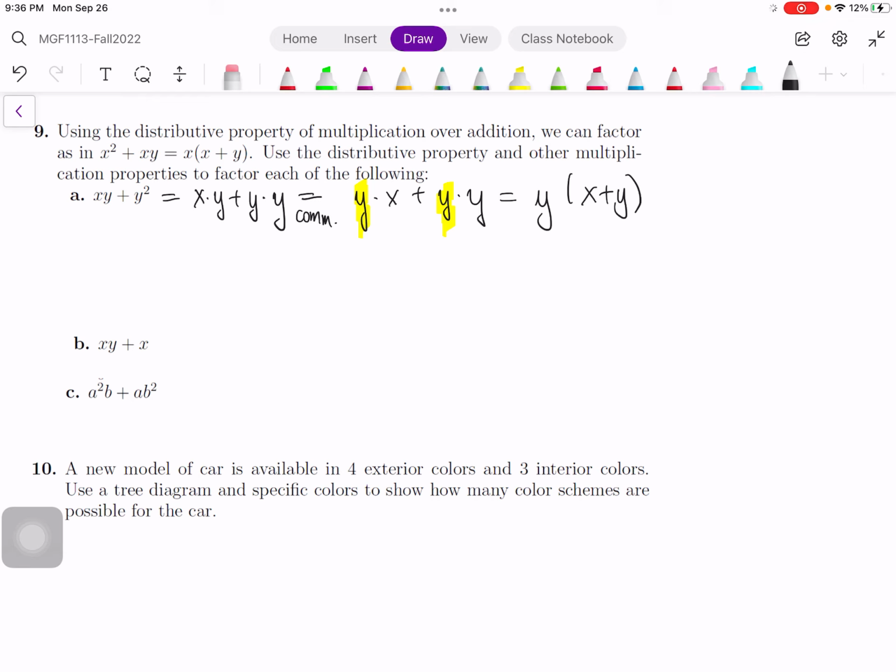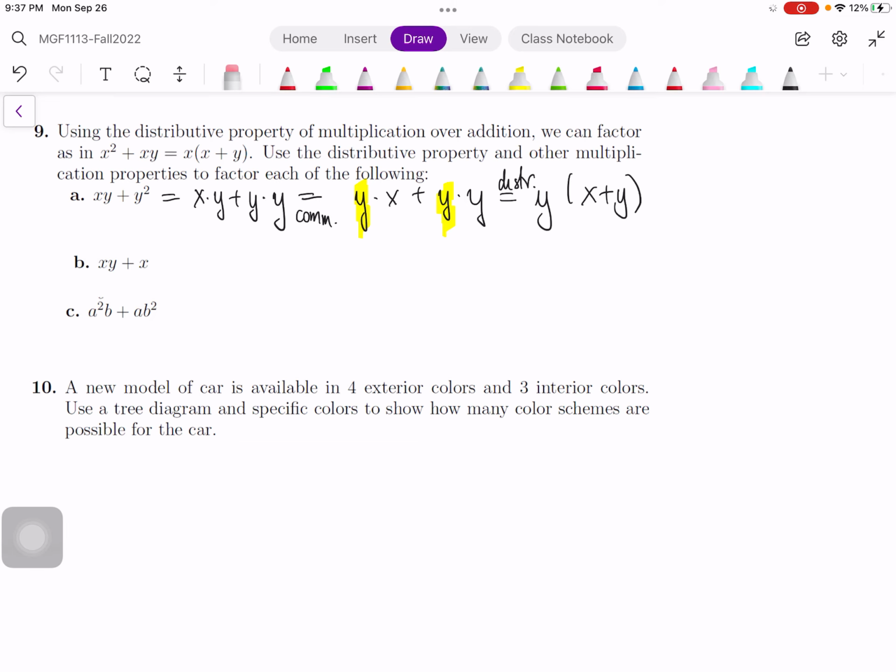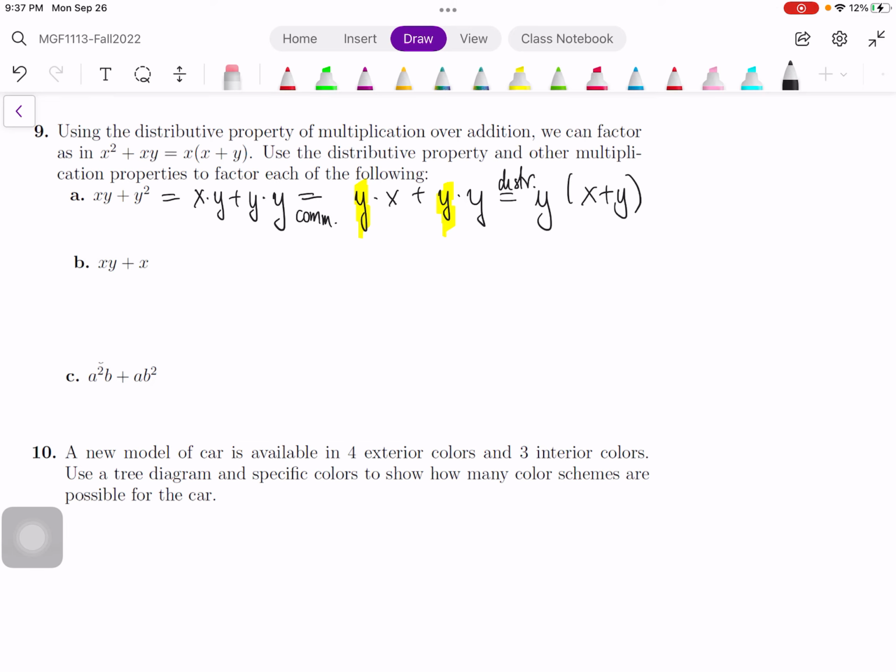So this is using the distributive property of multiplication over addition, right? And I'm being very strict here because technically I want all those things I'm factoring out to be on the left side. That's how the distributive property of multiplication over addition was stated. But truly, since multiplication is commutative, it doesn't really matter. Let's look at the next one.